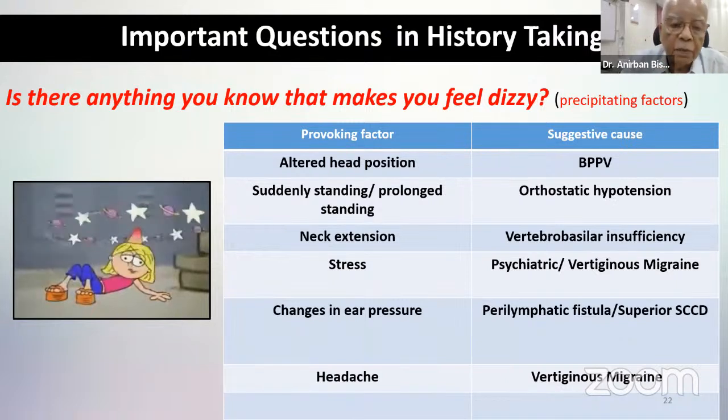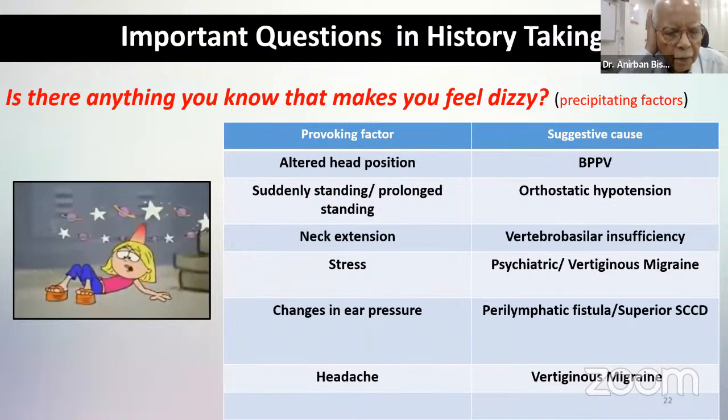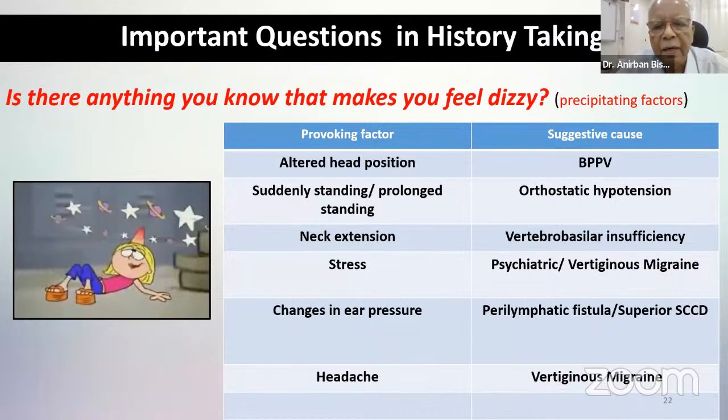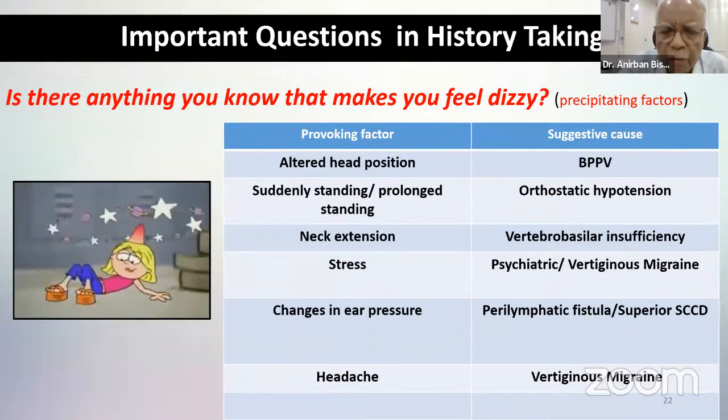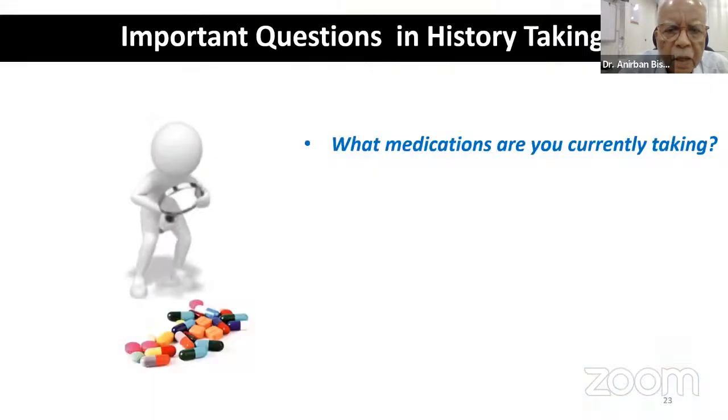Changes in the air pressure means if somebody puts the palm over the ear, or there's a loud sound that is causing the giddiness, then it can be a perilymph fistula or a superior semicircular canal dehiscence. If there is headache, it can be due to vestibular migraine or vertiginous migraine, same thing.